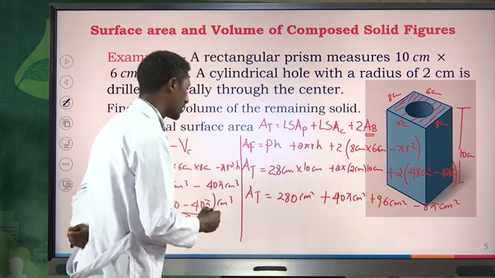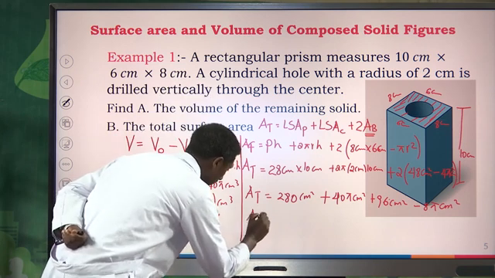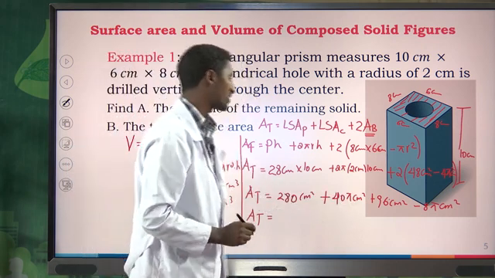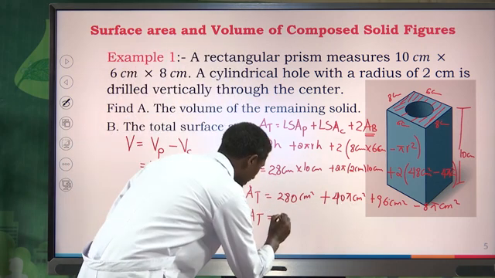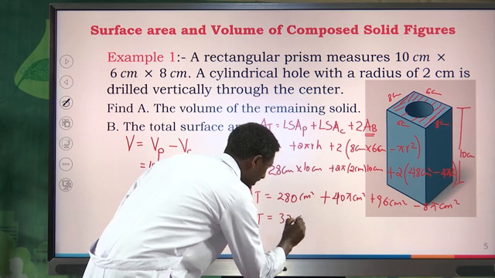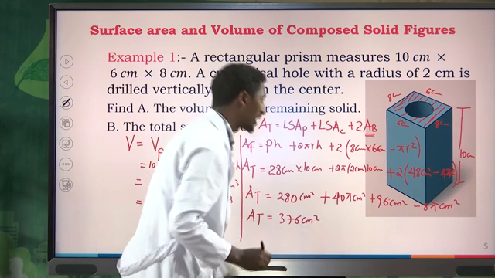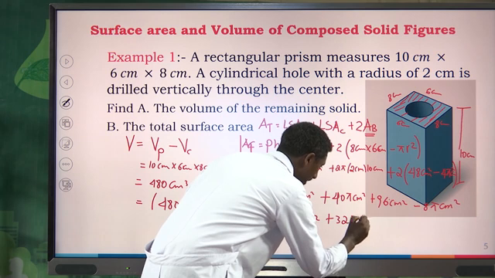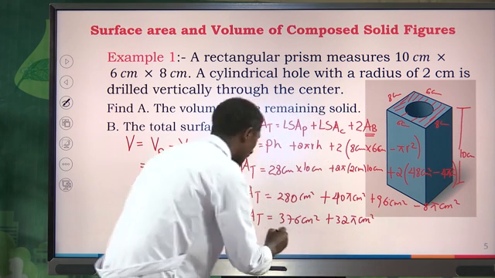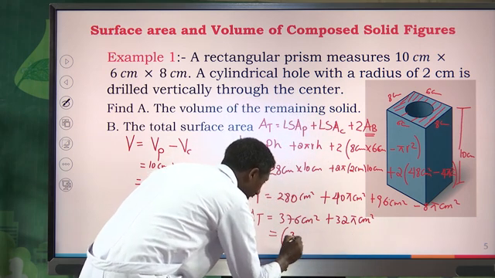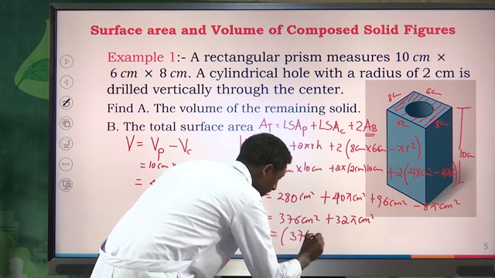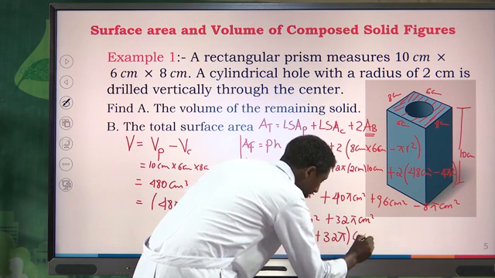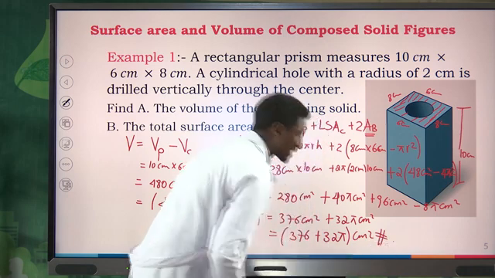So let's combine similar terms now. The total surface area equals 280 plus 96 centimeter square, that is 376 centimeter square. Then 40 minus 8, that's plus 32 pi centimeter square. Now we can write the answer in terms of pi. 376 plus 32 pi centimeter square is the total surface area.